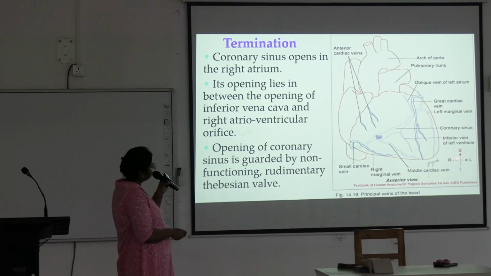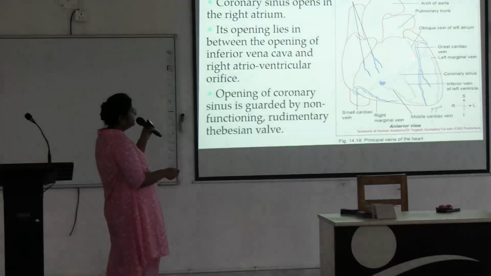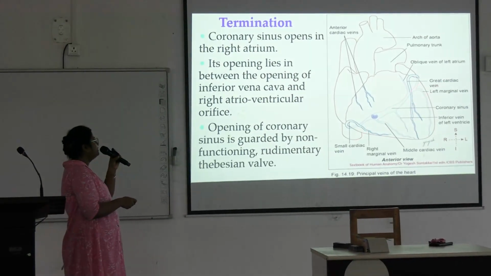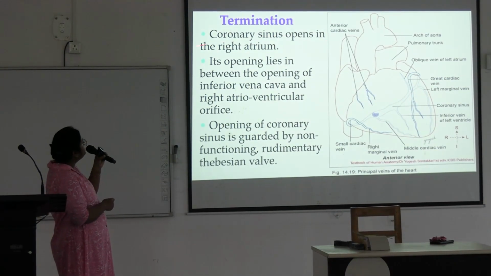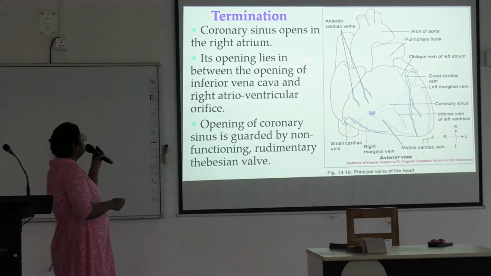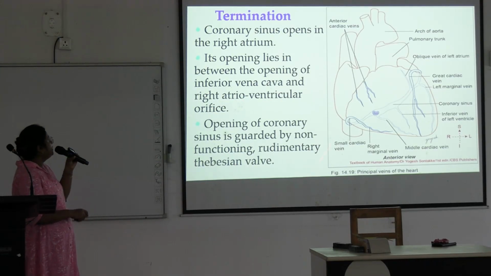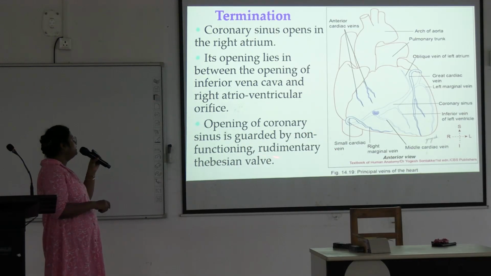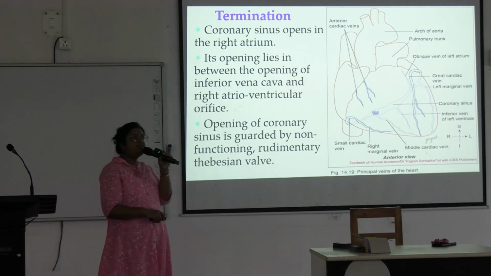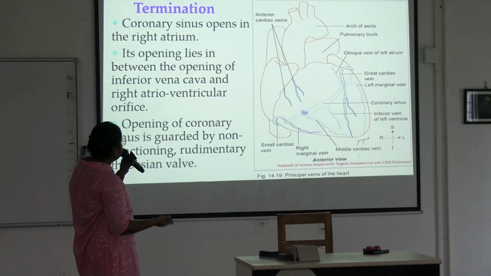See here, this is the great cardiac vein. It is continuing posteriorly, and here the coronary sinus is arising. So it is a continuation of the great cardiac vein in the left part of the atrioventricular groove. And this coronary sinus opens in the right atrium. Here, this is the opening in the right atrium. The opening lies in between the opening of the inferior vena cava and the right atrioventricular orifice. The opening of this coronary sinus is guarded by a non-functioning rudimentary Thebesian valve. The name of this valve is also asked in your viva. Okay, Thebesian valve.